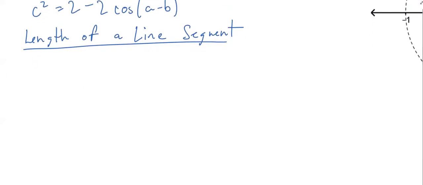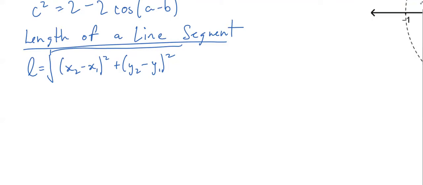Anybody want to take a crack at this equation? Very close. So length, very good. Yeah, that's impressive because nobody this morning could remember that. It is x2 minus x1 all squared plus y2 minus y1 all squared, and it's the square root of all of that. Okay? So now we are going to sub in values to that. Subbing in values, that's easy. You've been doing that forever.